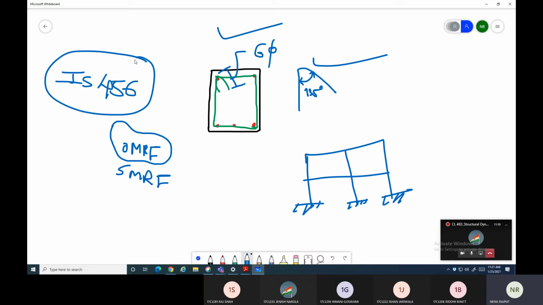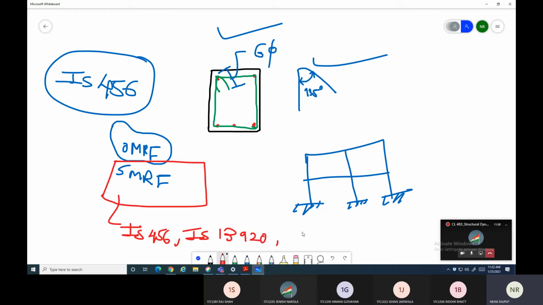So whatever building design you have done by IS 456, that is gravitational load only, that is termed a moment resisting frame. But if you are designing your building with IS 456 along with IS 13920 and IS 1893, that is earthquake, then that frame is known as a special moment resisting frame. Right, so this is the difference between ordinary and special moment resisting frames. Here the design is done by only IS 456, and here the influence of 13920 and 1893 will be there.